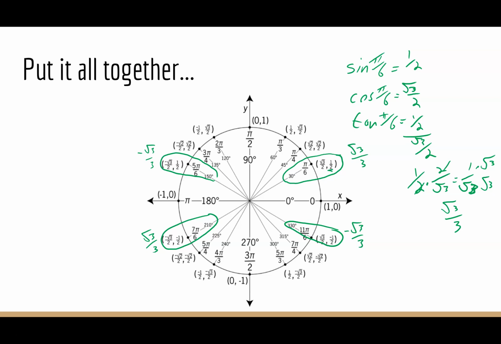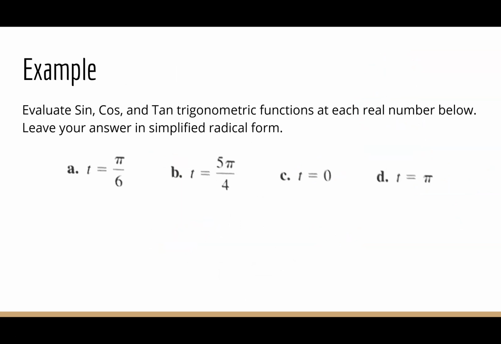All right, so I'm going to keep on coming back to this slide quite a bit, just to reference it as we go through this. So there's going to be a lot of flipping around on this slideshow. So some examples, sine, cosine, tangent for the different trig functions at each real number below. So I already did pi over 6. That was sine pi over 6 is, what was that, 1/2. Cosine pi over 6 was square root of 3 over 2. And the tangent pi over 6 was square root of 3 over 3.